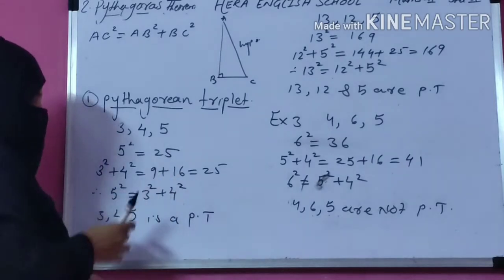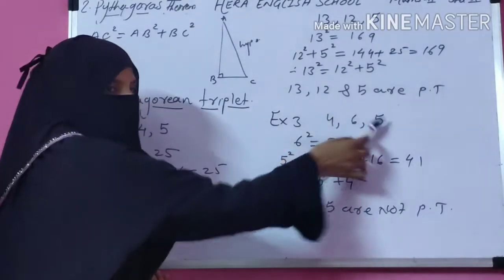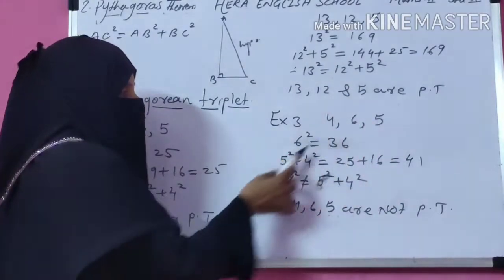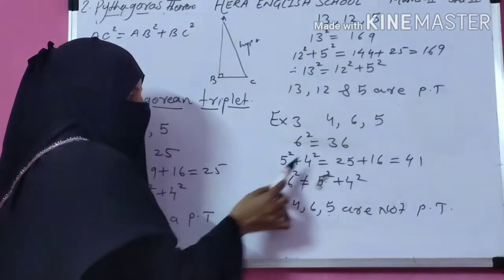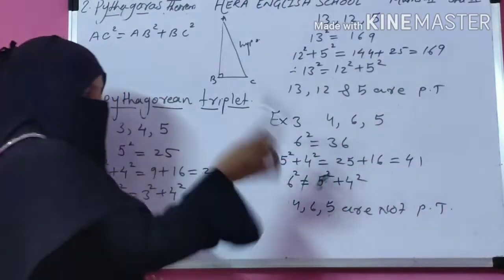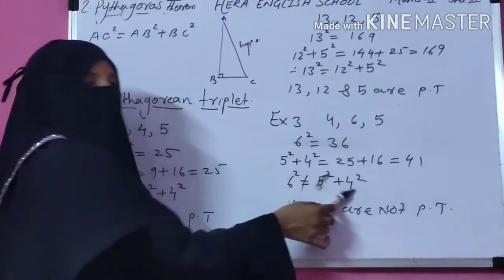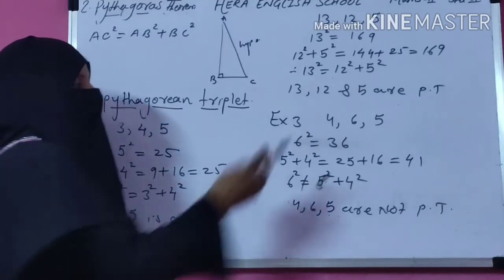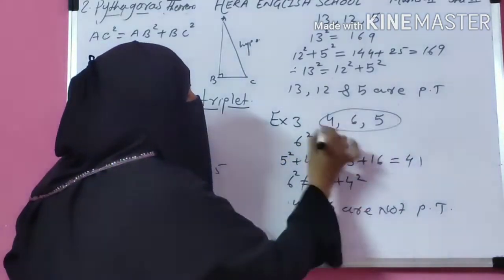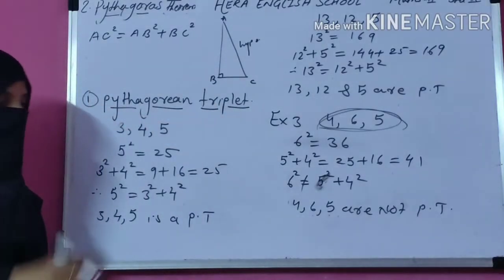Okay. Now see here, in this case, these are also three numbers. The square of the greater number is 36, and the sum of the squares of the remaining two numbers is 41. So that means the square of the greater number is not equal to the sum of the squares of the remaining two numbers, so this group of three numbers is not a Pythagorean triplet.